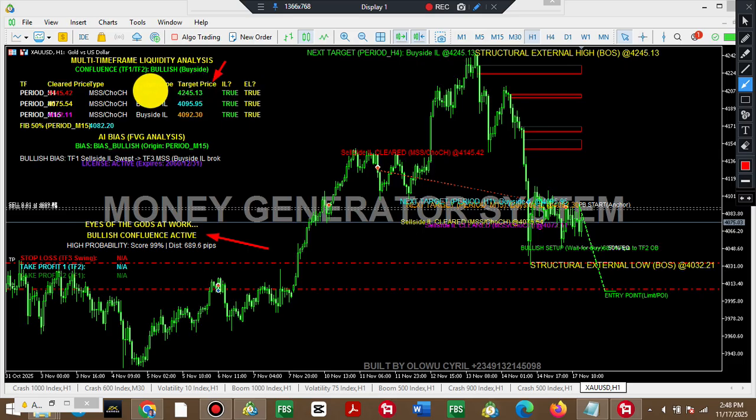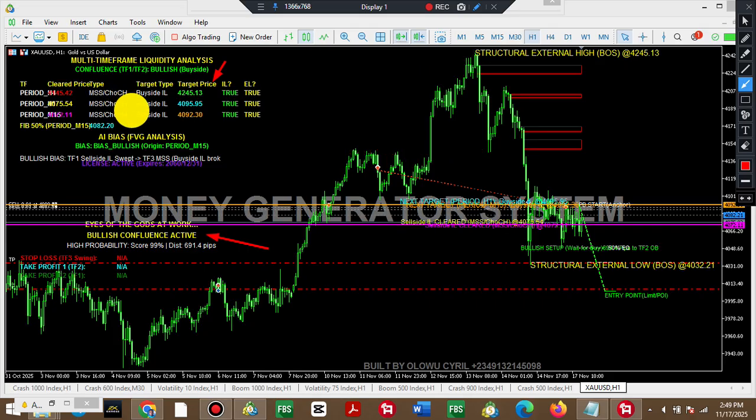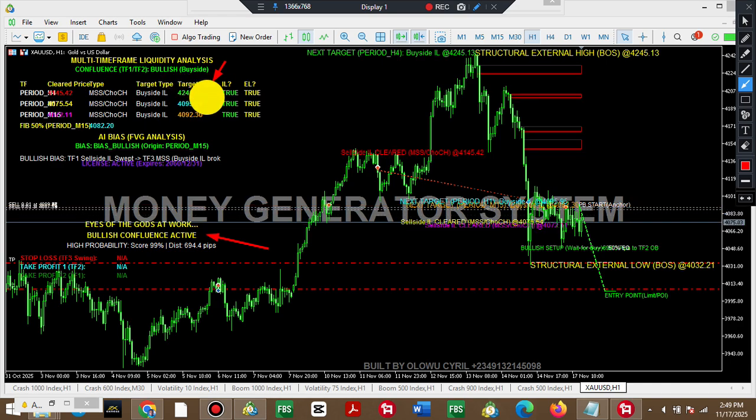So the levels where this liquidity is resting are what we have here next. For the H4 time frame, we have 4245.13. That is where we are targeting next currently.